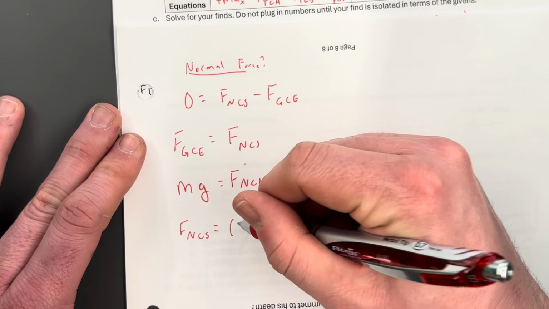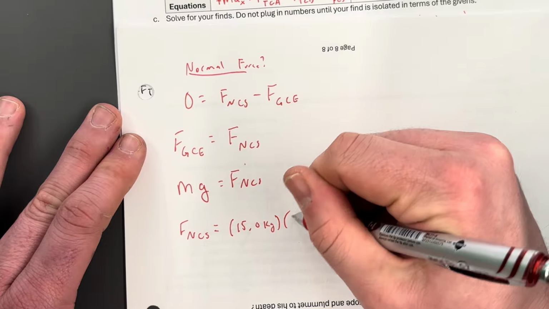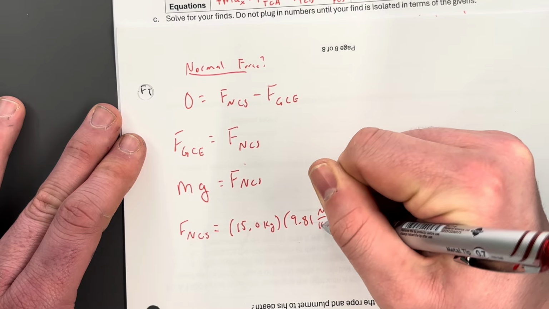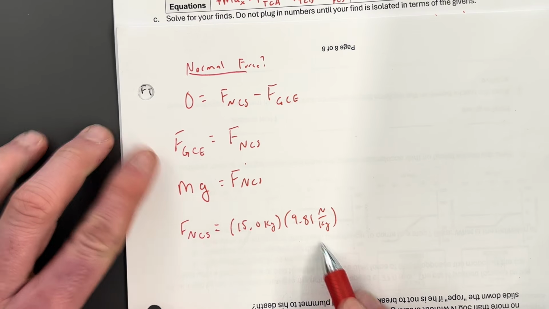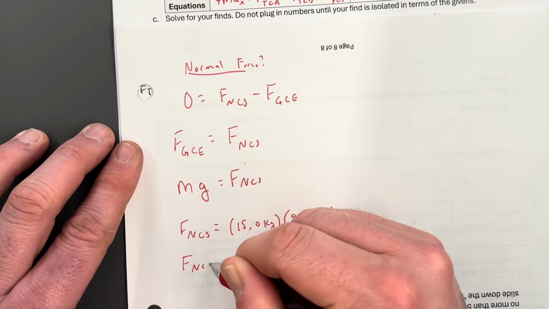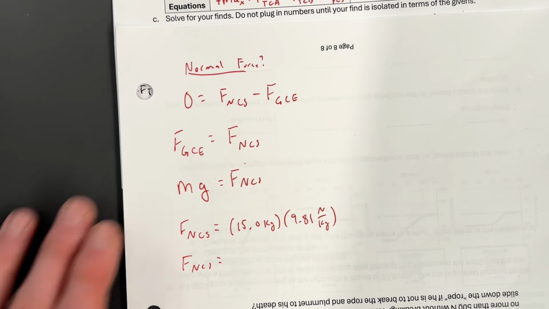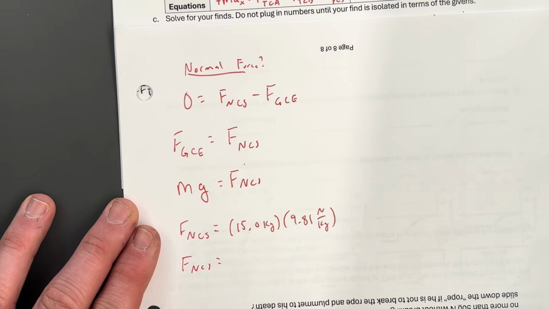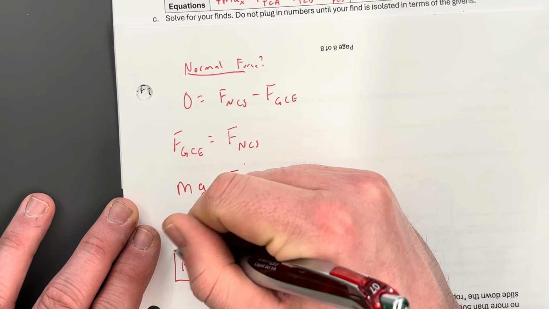This mass is 15.0 kilograms. This gravitational field strength is 9.81 newtons per kilogram. Sorry, I think I said force there. g is field strength. The normal force matches gravity, so it's whatever 15 times 9.81 newtons per kilogram is, and we get 147.15 newtons, and we're going to round to 3 sig figs. That should be 147 newtons of normal force.